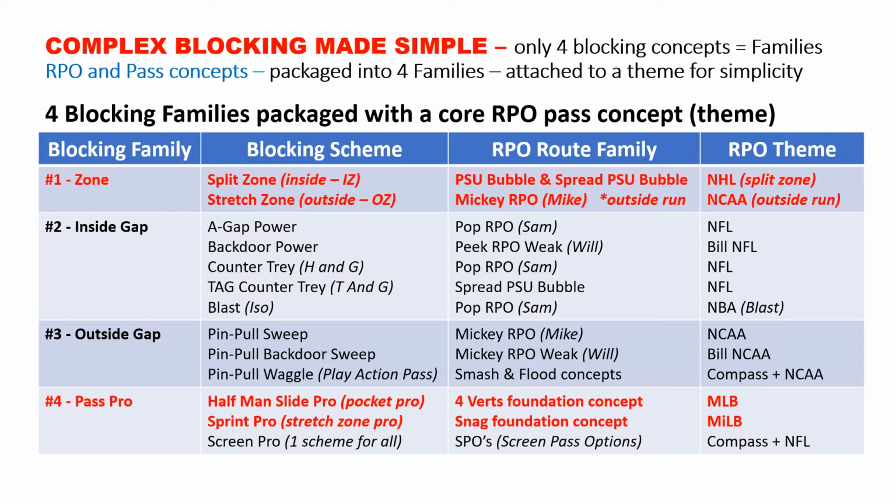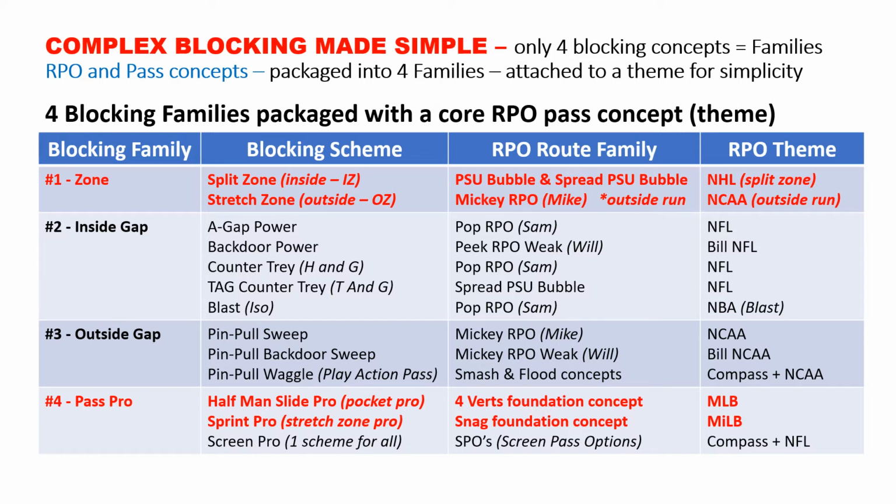All right, so this is how we make complex simple, is we have what we call blocking families, and everything revolves around that. We're just going to focus on zone blocking families here, as I mentioned, split zone and stretch zone. Then you can see the RPO routes that are attached with that. We use a Penn State bubble, and then we'll use a Mickey with the outside. And then you have themes for communication. So we'll use NHL with split zone and NCAA theme with outside run.